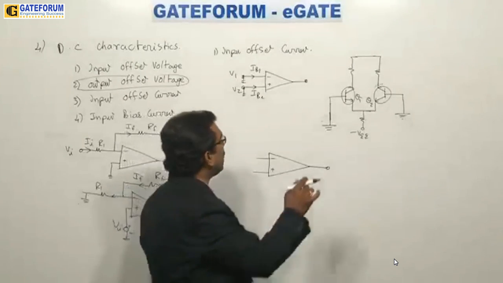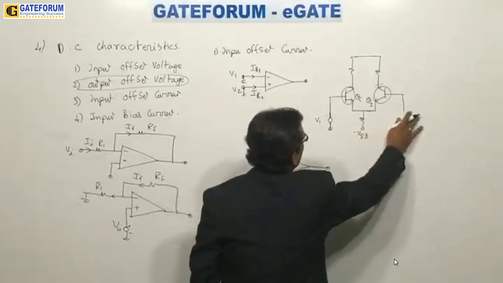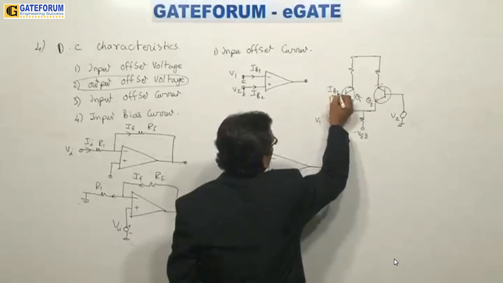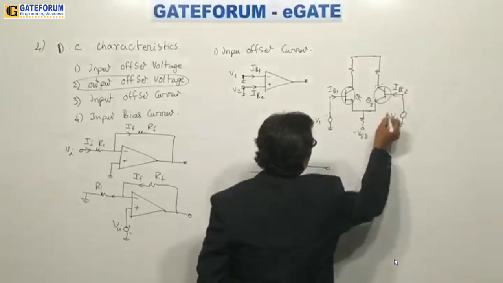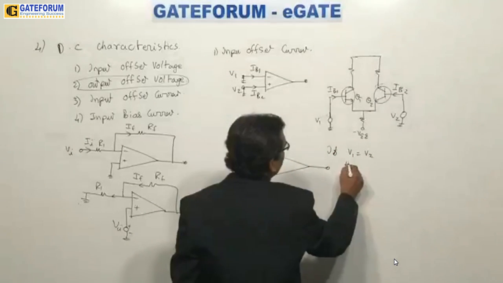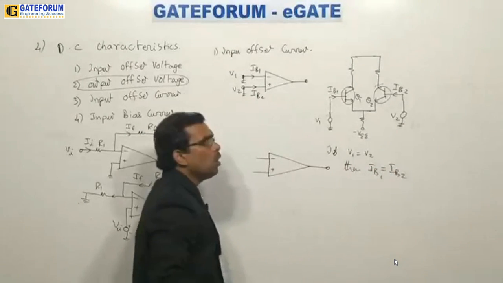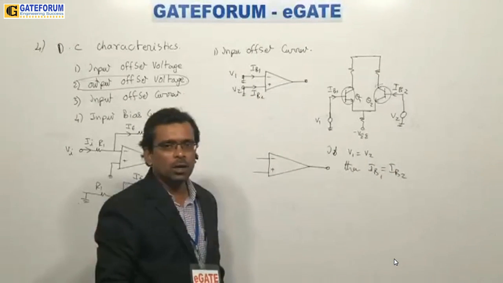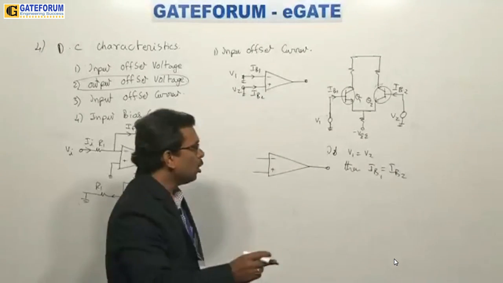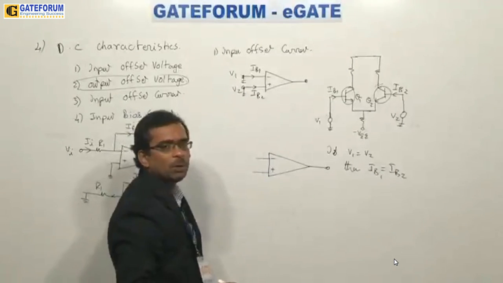Because there is a small difference between these two, when I provide the same voltage here, V1 here and V2 here, then we get IB1 and IB2. V1 is equal to V2, so IB1 should be equal to IB2. But they are not equal because the transistors are not identical. You will definitely get some difference between these 2 points. IB1 will be different from IB2.